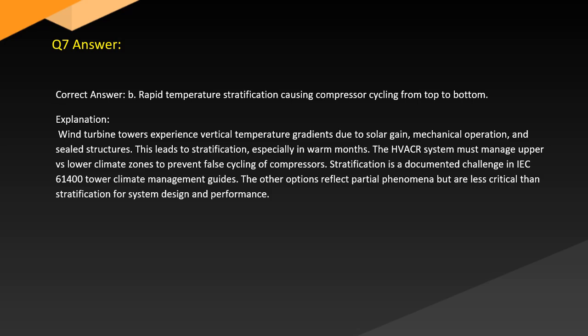Answer. Correct answer: B. Rapid temperature stratification causing compressor cycling from top to bottom. Explanation: Wind turbine towers experience vertical temperature gradients due to solar gain, mechanical operation, and sealed structures. This leads to stratification, especially in warm months. The HVACR system must manage upper versus lower climate zones to prevent false cycling of compressors. Stratification is a documented challenge in IEC 6400 Tower Climate Management Guides. The other options reflect partial phenomena but are less critical than stratification for system design and performance.